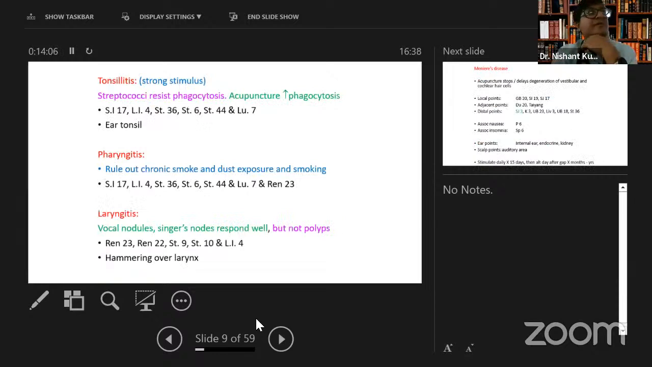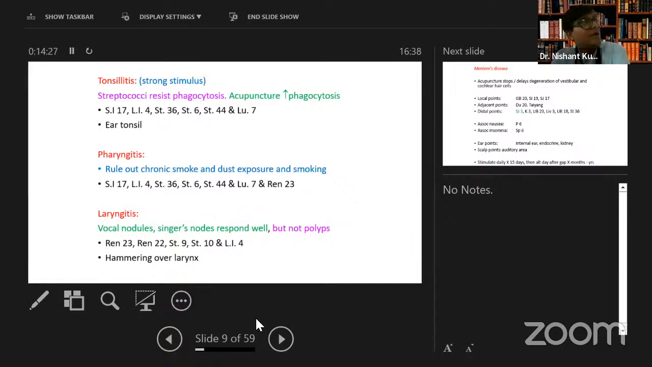For tonsillitis, you've got SI17, LI4, stomach 36, stomach 6, stomach 44, and lung 7. And you can have the ear tonsil point. Where is the ear tonsil? Below the eye point. So the lobule, just center of the lobule, below that.